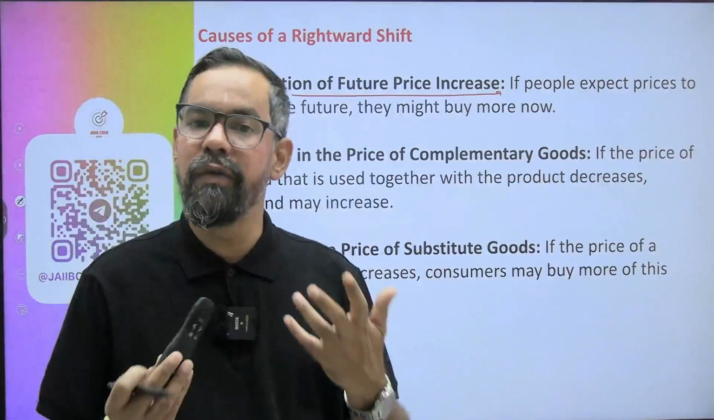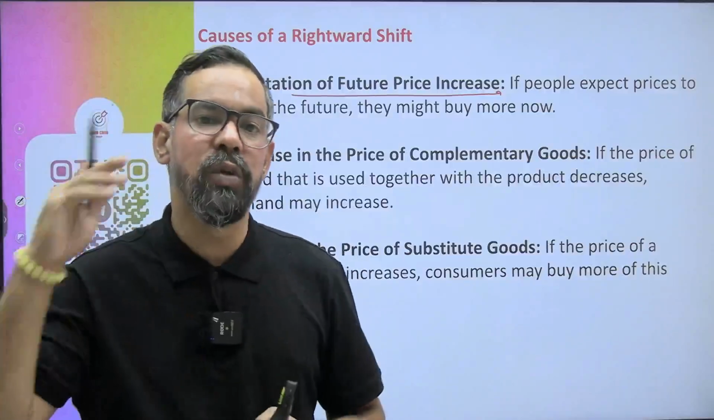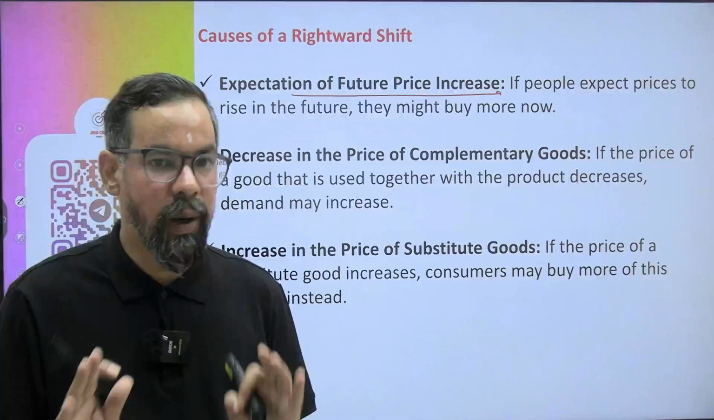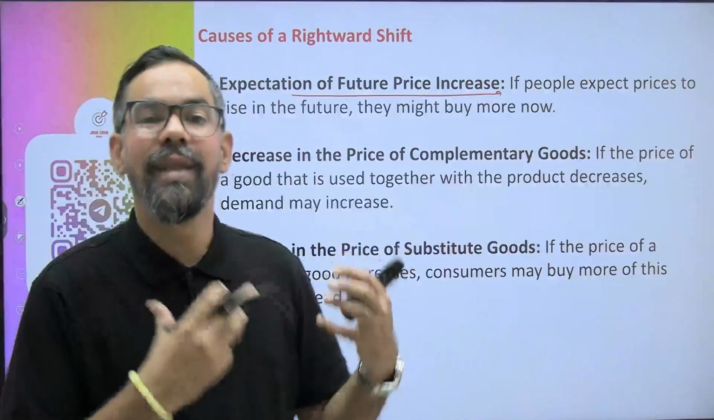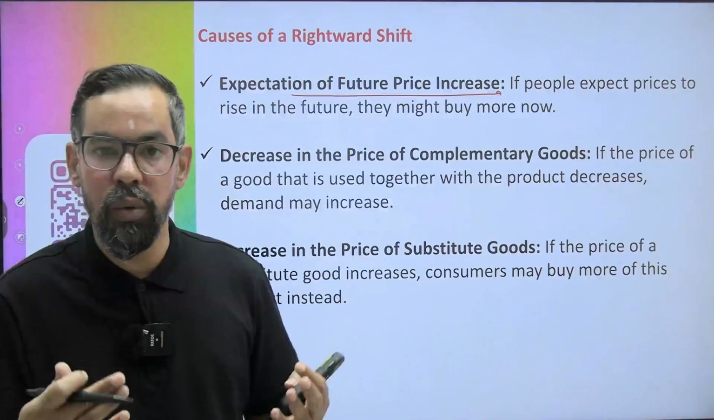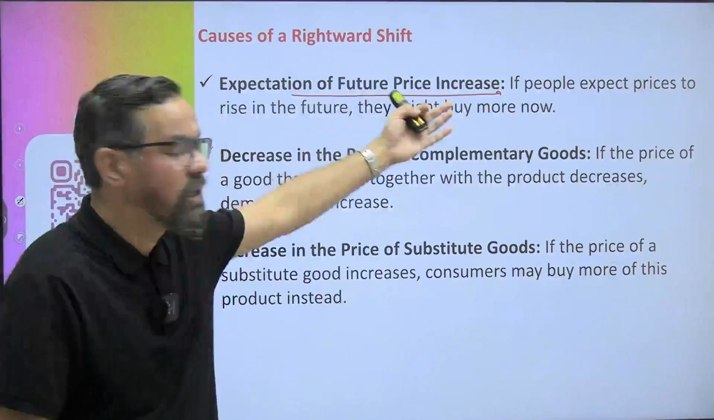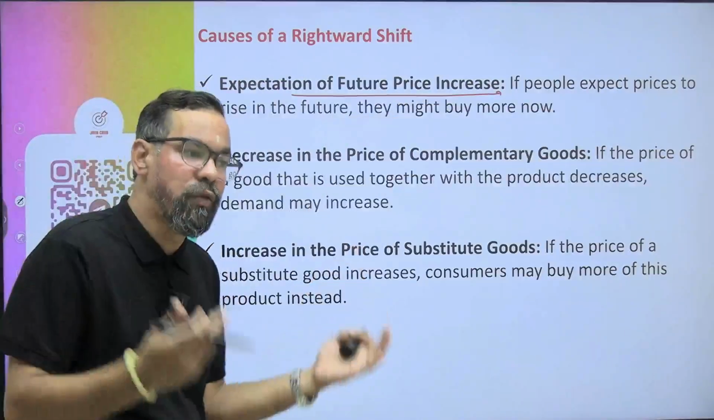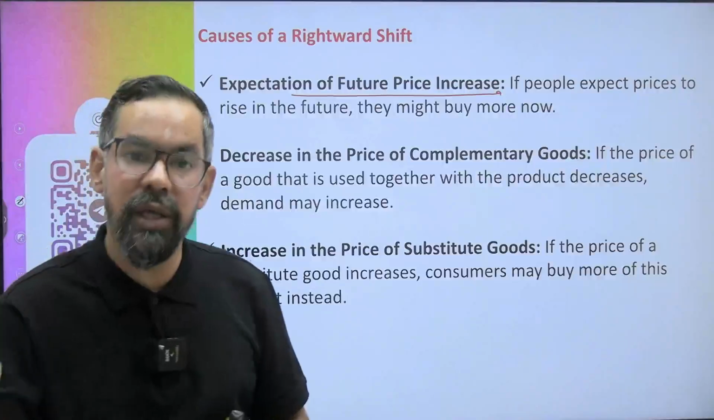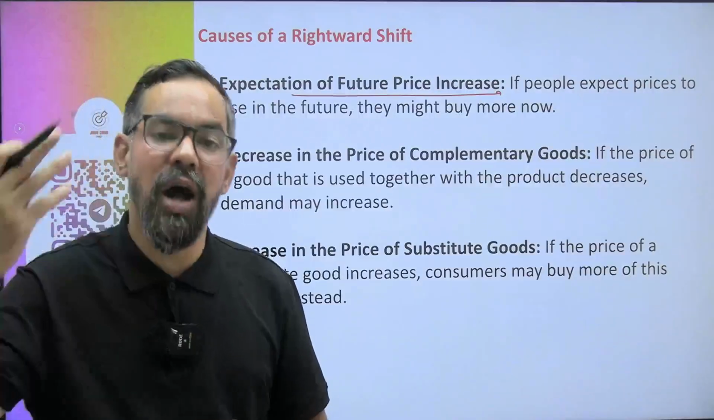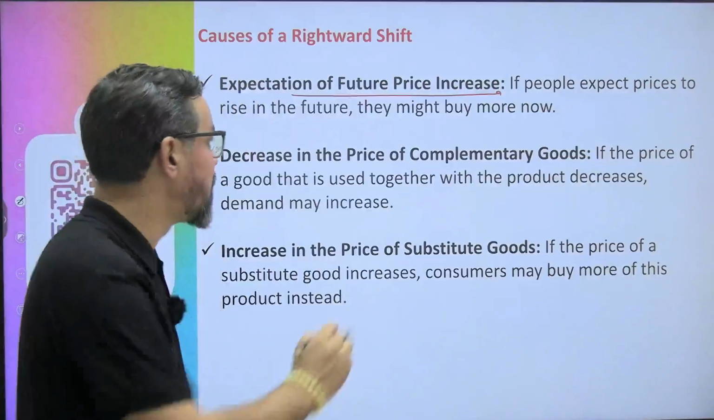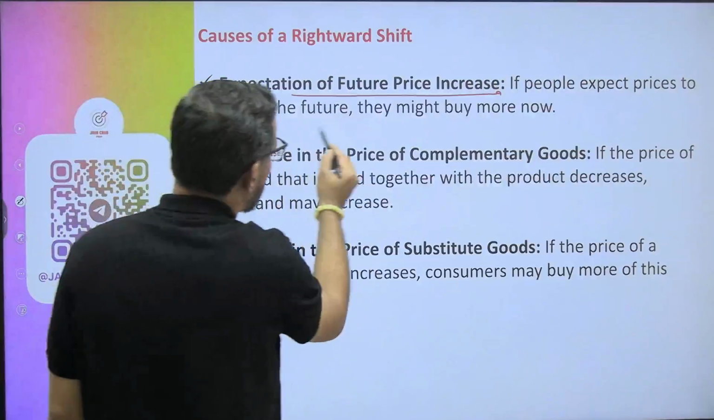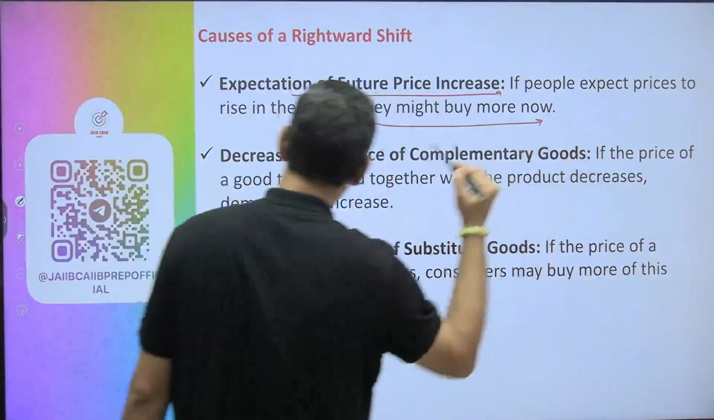If you have expectations that the gold price will go to 2 lakh rupees in the next 5 years, and right now it is 1 lakh per 10 gram, what will people do? They'll purchase more and more gold, because they expect that prices will increase. Even in the case of shares, if you think this company's share price will increase, you'll buy more shares, so that demand will increase, and that will lead to higher prices, right? So if people expect prices to rise in future, they might buy more.